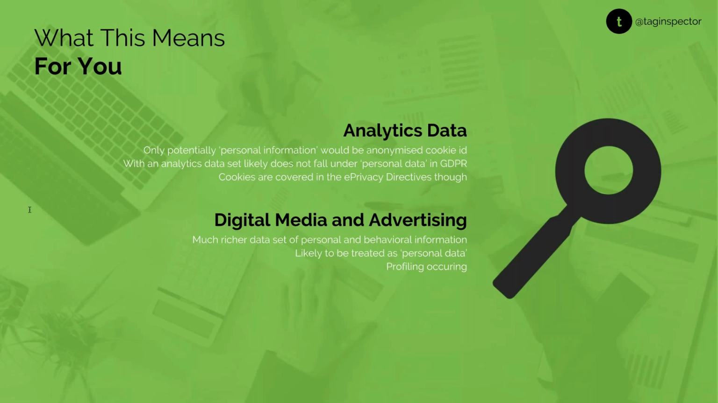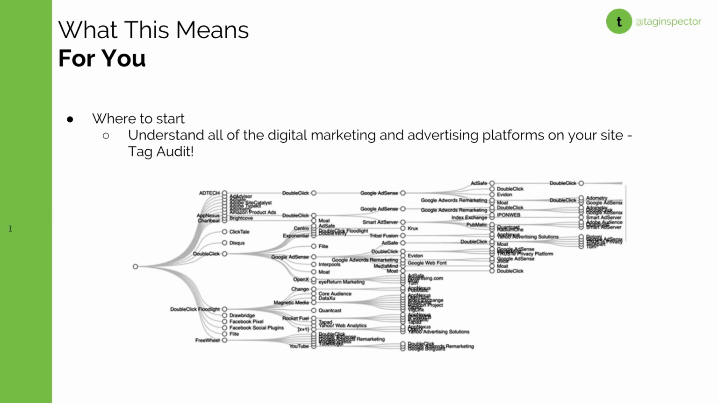So we are dealing with personal data in the analytics space, in the digital media and advertising space. So what are the first steps? What do we need to do? Number one, on your website or on a client's website, there has to be an understanding of all the different digital marketing and advertising platforms. If we don't know what personal data is being collected or potentially being collected, we're not going to be compliant, and we could have some really serious problems.